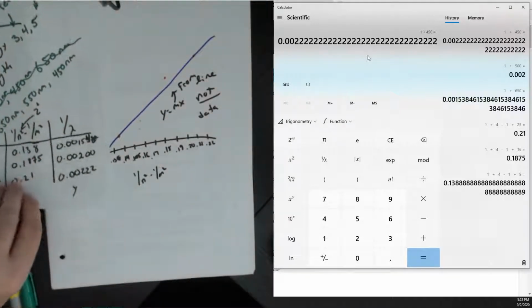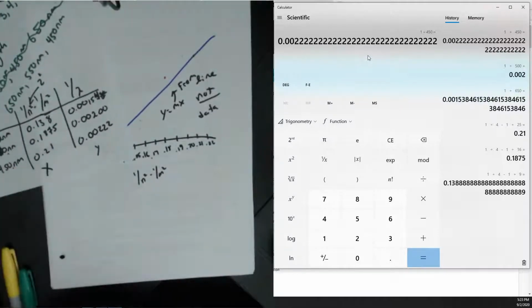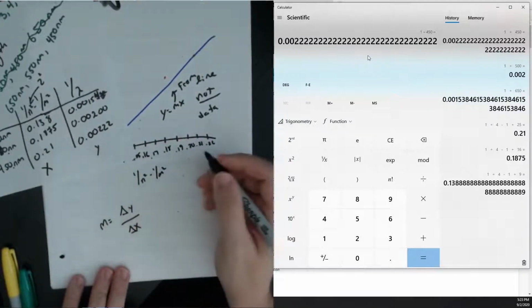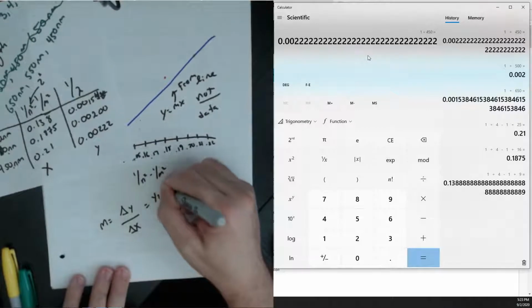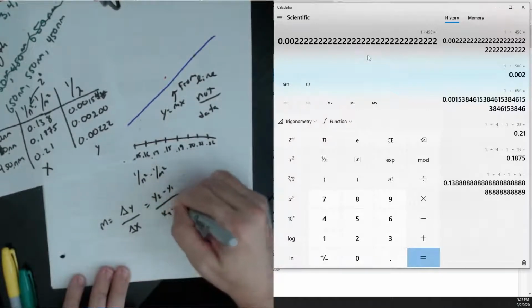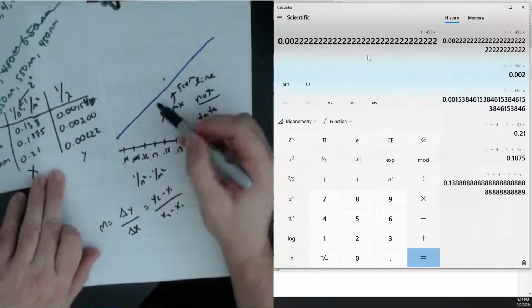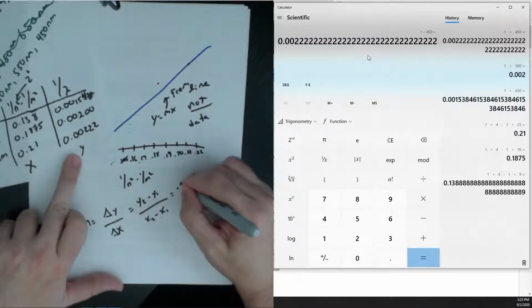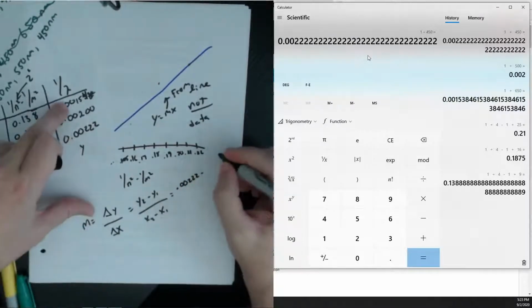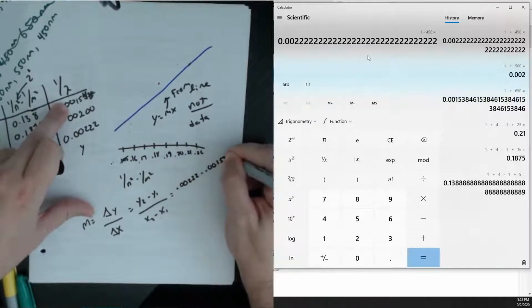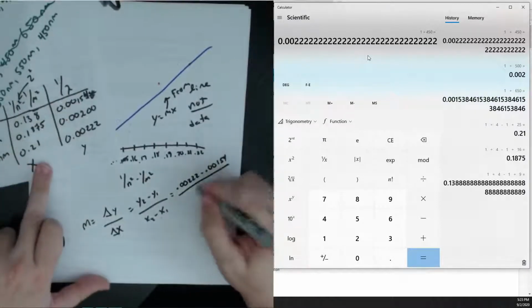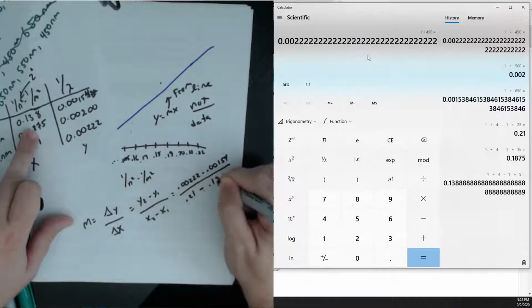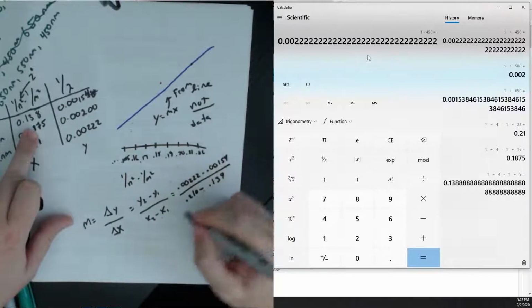Okay, I'm a dad in the 50s. All right, so the way we get our slope would be m equals delta y over delta x. Okay, y2 minus y1 over x2 minus x1. And remember, these are supposed to come from the line. All right, so y2, 0.00222 minus y1, 0.00154. x2, 0.21. x1, 0.139.